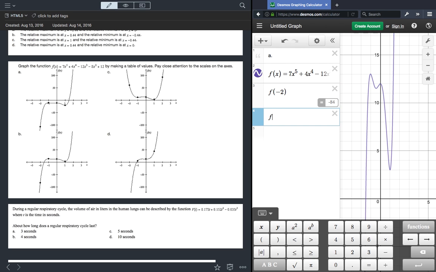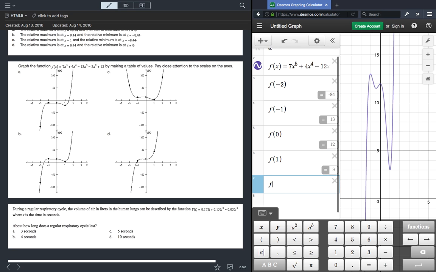Okay, so I get that, and then I put in this. So I want it at negative 1, I want it at 0, I want it at 1, and then I want it at 2.